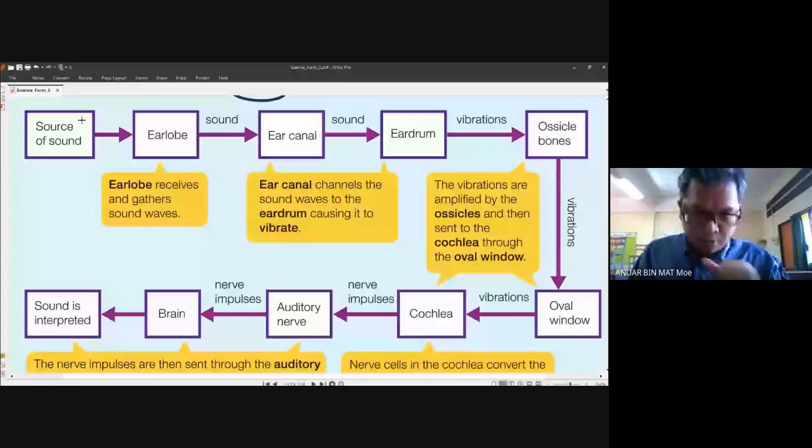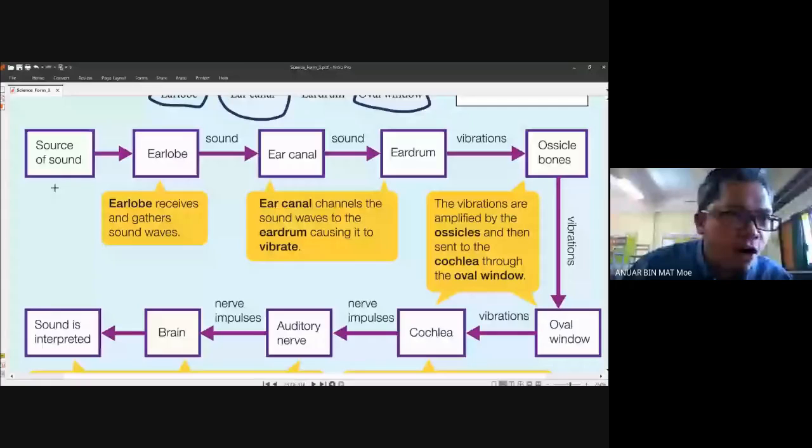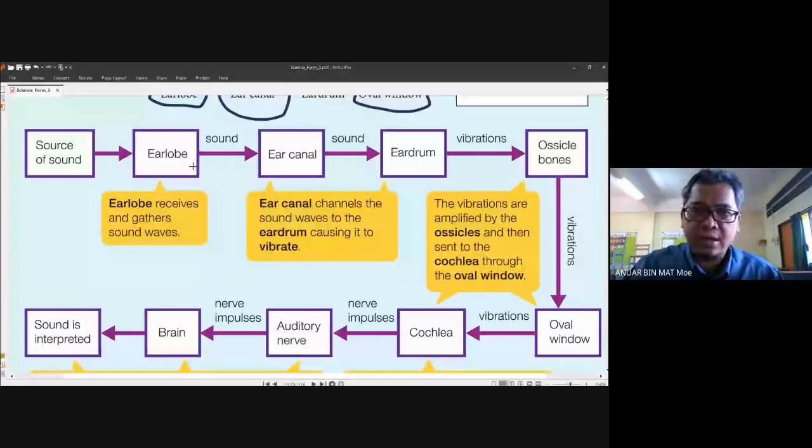All right. Sorry. Repeat again. How does our ear function? Number one, the source of sound, and then it goes to our earlobe, and then from our earlobe to our ear canal, and then from the ear canal to the eardrum. What happens to the eardrum?